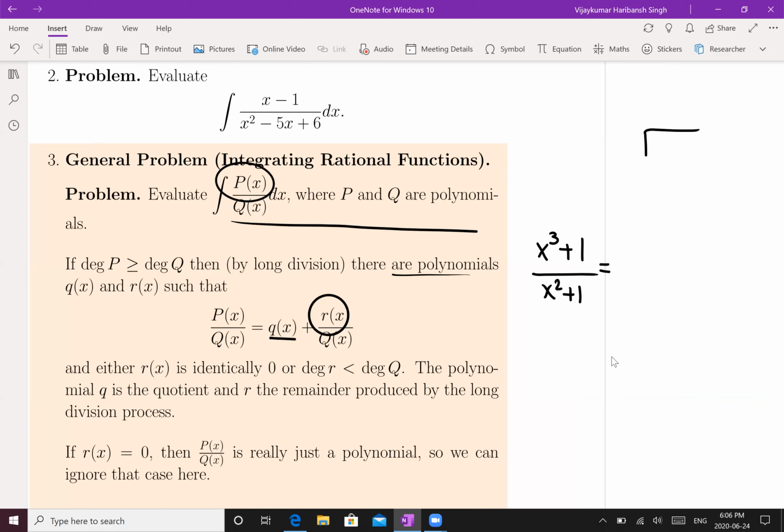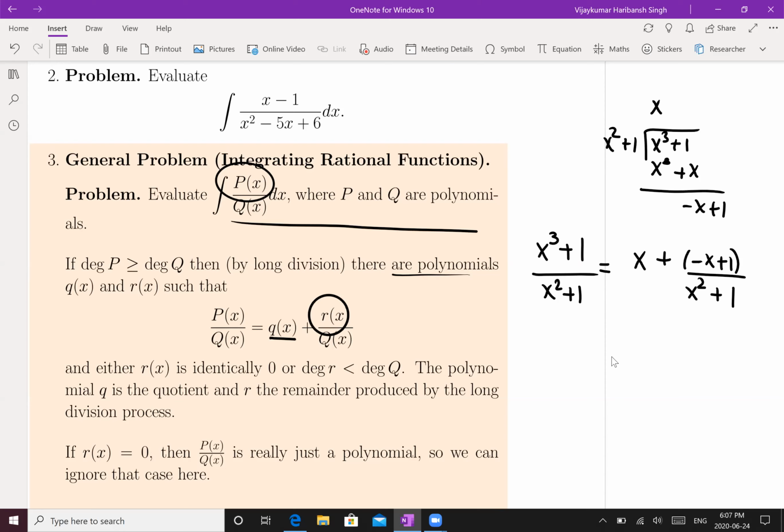So how does the long division look? x cubed plus 1 divided by x squared plus 1. This goes x times, and we get x cubed plus x. When you subtract, you get minus x plus 1. So you can write this as x plus (minus x plus 1) divided by x squared plus 1.